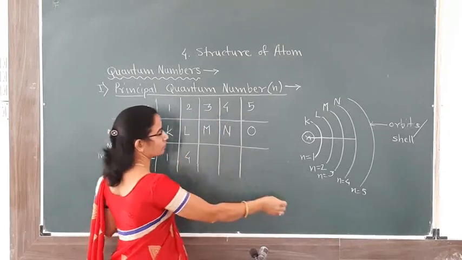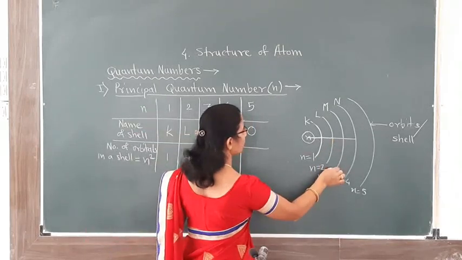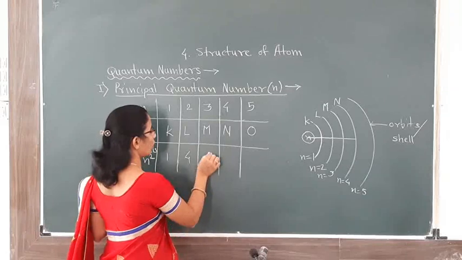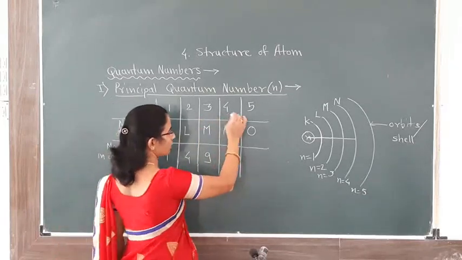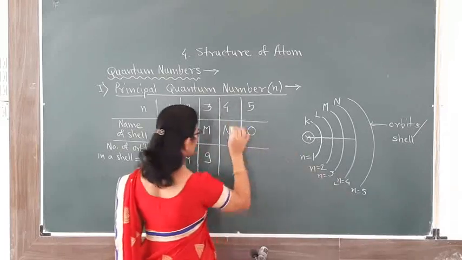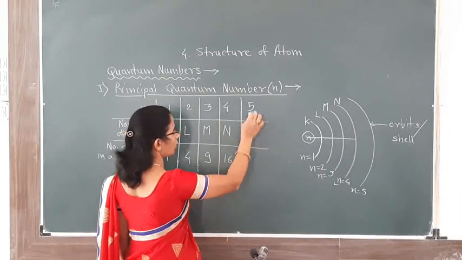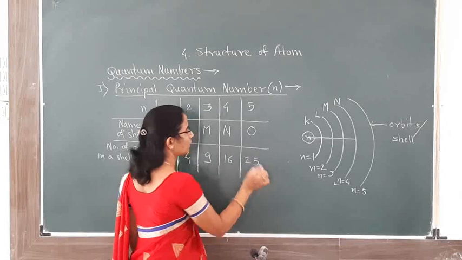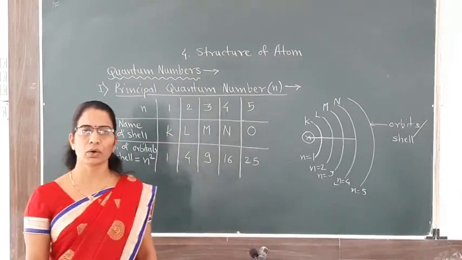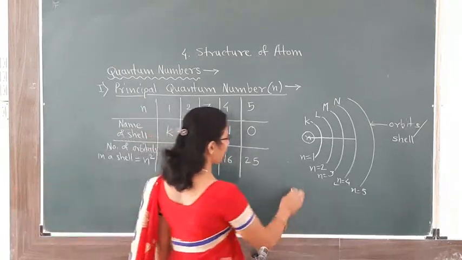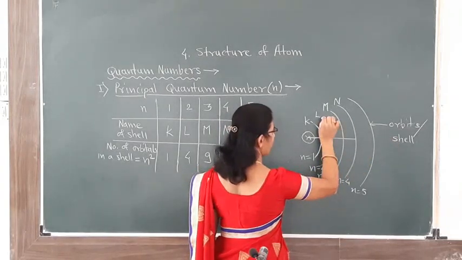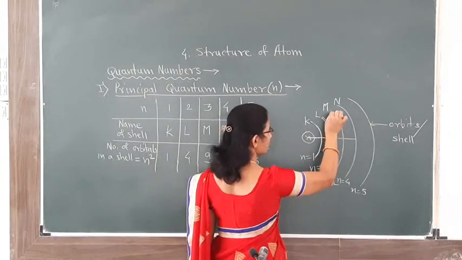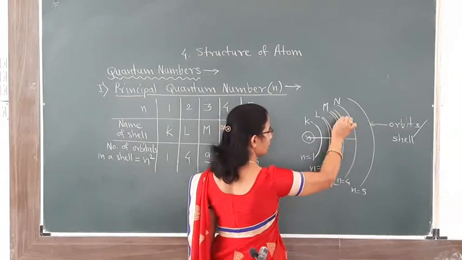The third shell means this shell. This shell will possess how many orbitals? 3 square, means 9 orbitals. Similarly, the fourth shell will possess 16 orbitals, while the fifth shell will possess 25 orbitals. Means every orbit or every shell again possesses a different number of subshells.